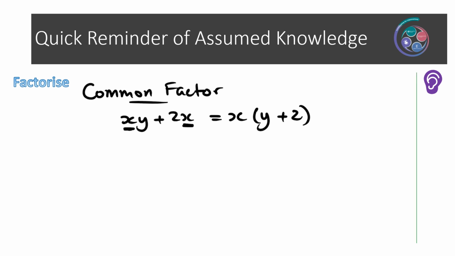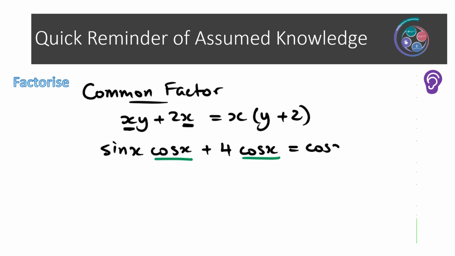Now when it comes to Higher Maths, it gets slightly more complicated than that, but the principle is the same. So you might get things like sin x cos x plus 4 cos x. Again, is there anything on the left that's the same as the right here? I can see a cos x and a cos x. So that tends to indicate to me that I'm going to put the cos x on the outside, and I'm going to be left on the inside with sin x add 4. So we're looking for common factors.